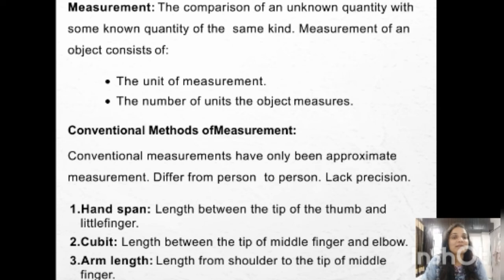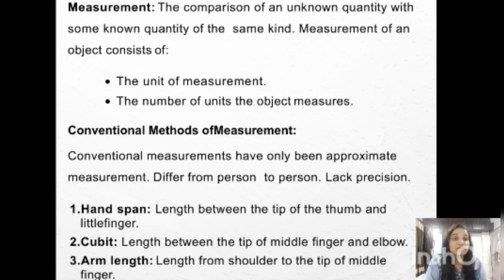So here are some ancient units. First is hand span, like this way, from the thumb to the tip of the little finger. The length between the tip of the thumb and little finger is called hand span. Cubit is the length from the elbow to the tip of the middle finger, this is called cubit. And arm length is from the shoulder to the tip of the middle finger, like this way. These are three measurements.